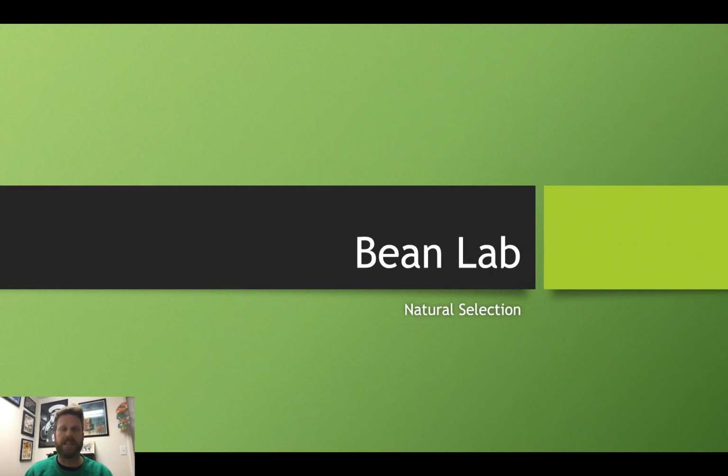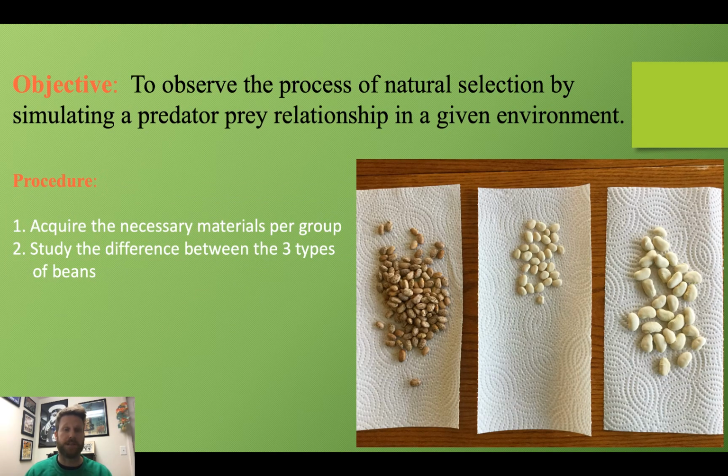We are going to collect data for the BeanLab, which we use as a simulation of the process of natural selection. The objective of this lab is to simulate a predator-prey relationship. We are going to be the predators. The prey are the lima beans.